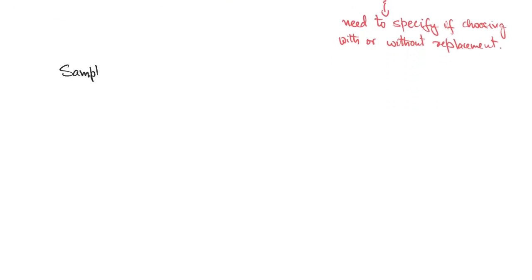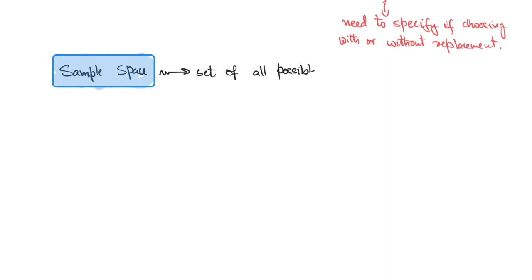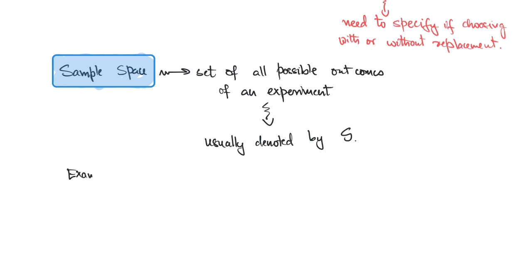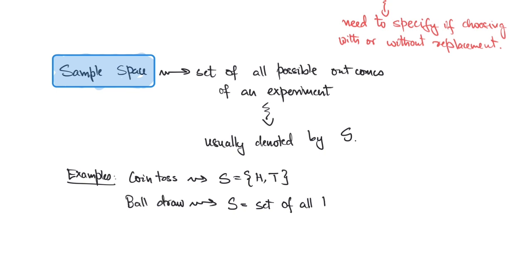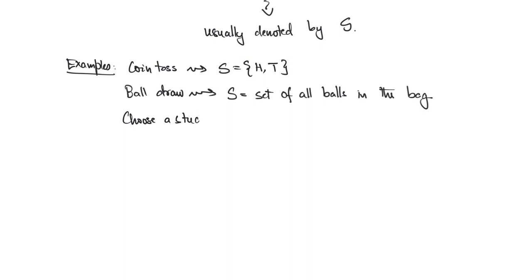There is a set attached to every experiment. We call it the sample space, and it is the set of all possible outcomes of the experiment. This set is usually denoted by the symbol script S. Some examples would be in the case of a coin toss, the sample space would be heads or tails. For the ball draw experiment, the sample space would be the set of all balls in this bag. When choosing a student from this class, the sample space will be all students in this class.